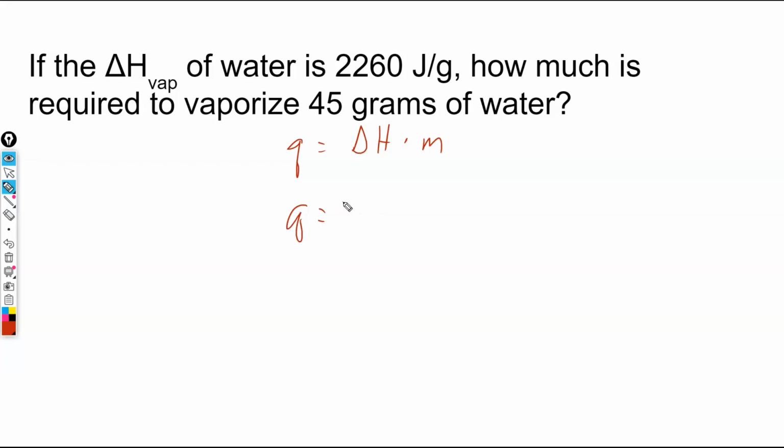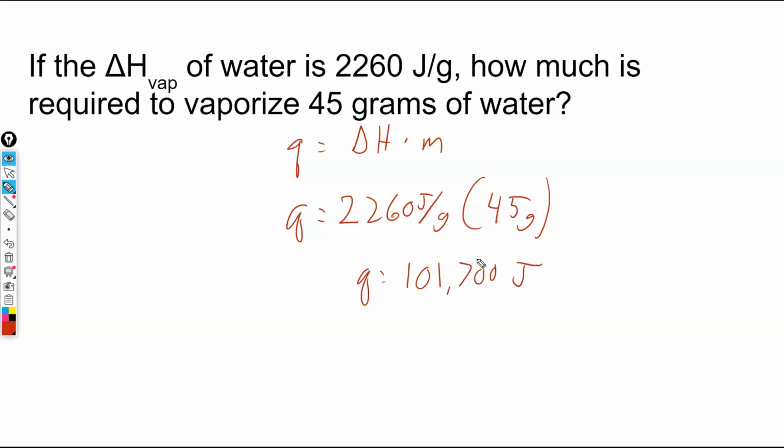So I have my delta H, which is 2,260 joules per gram, and then my mass is 45 grams of water. So the amount of energy I need to essentially vaporize all of this water is going to be 101,700 joules. That tells me I need that much energy to vaporize it. So you just take your heat of fusion or vaporization times your mass, and that gives you your energy in joules.